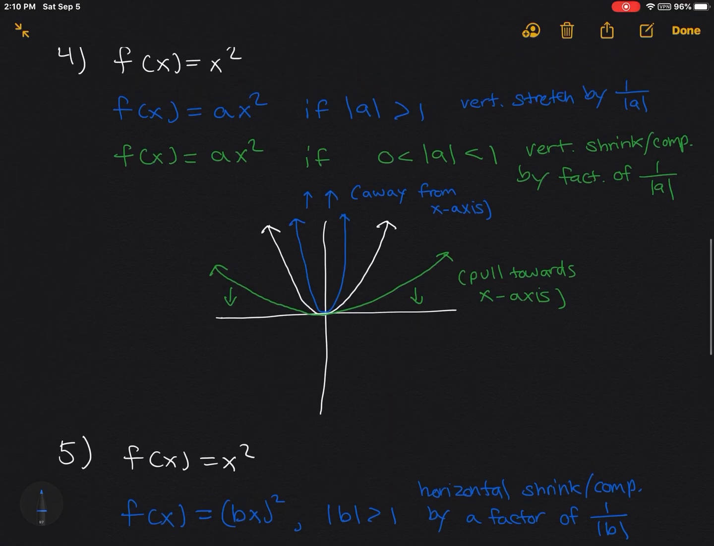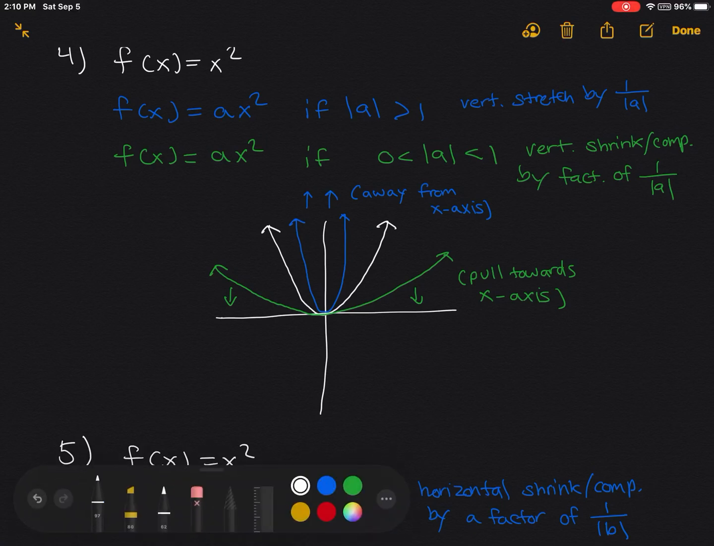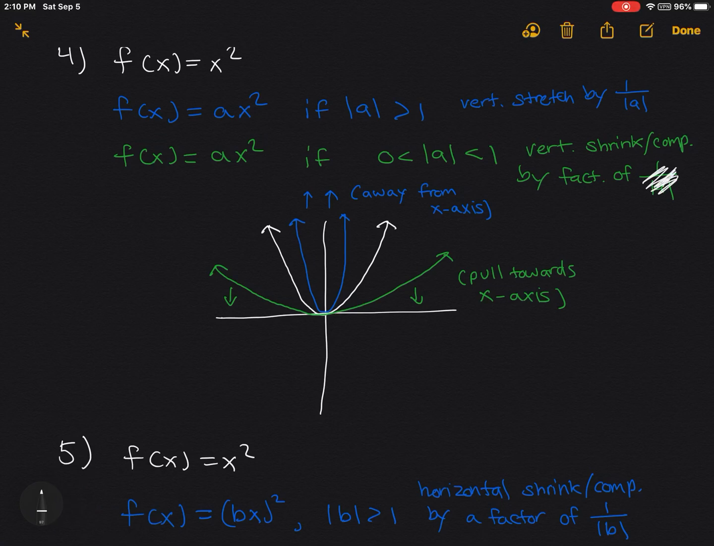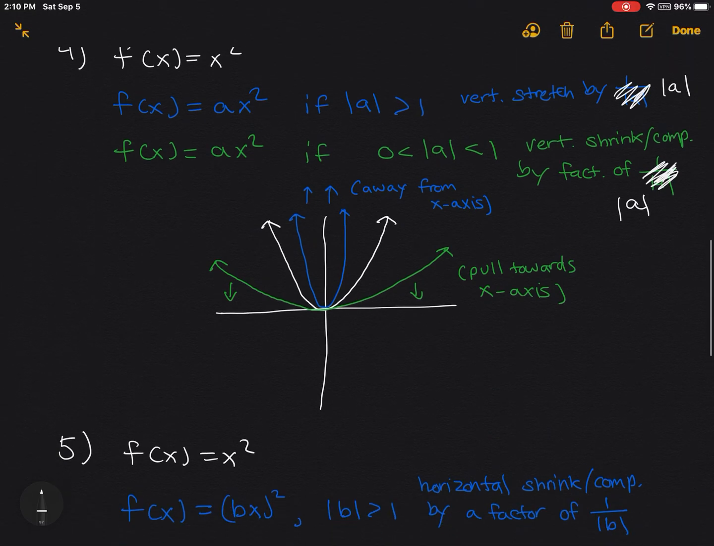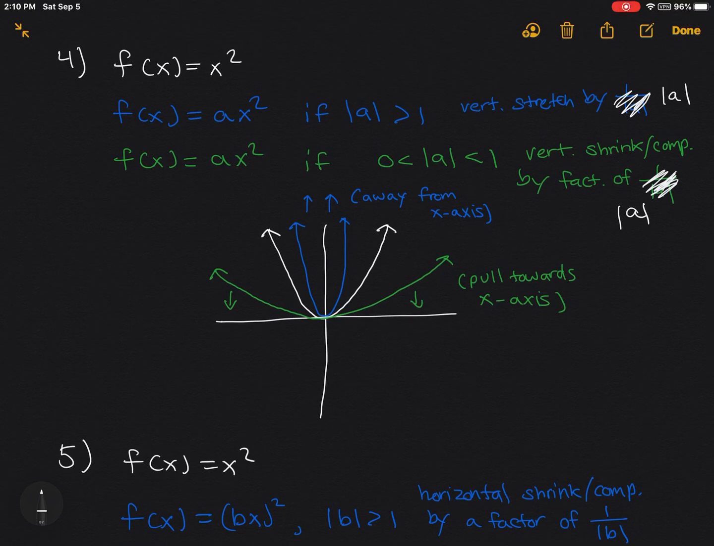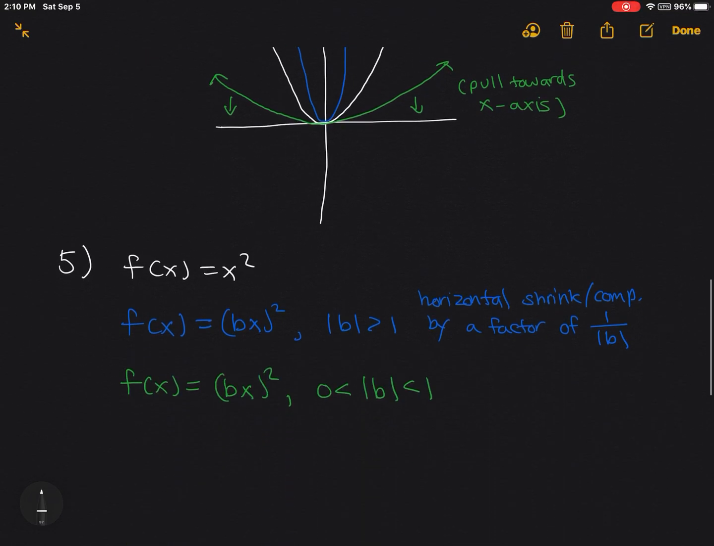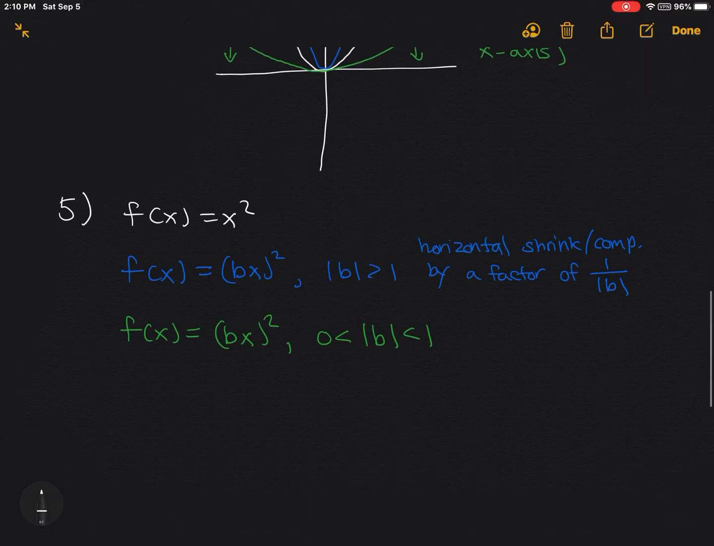And actually, I saw my mistake. Some of you might have seen this. On the previous one, I was thinking horizontal. Okay, so we're going to make some corrections over here. This should just be a vertical shrink by a factor of A. Okay, and this should just be a vertical stretch by a factor of A. So I apologize if I caused some confusion. Okay, so the vertical one is just the factor of A itself. The horizontal one is 1 over whatever that factor is. Okay, so please make note in your notes.